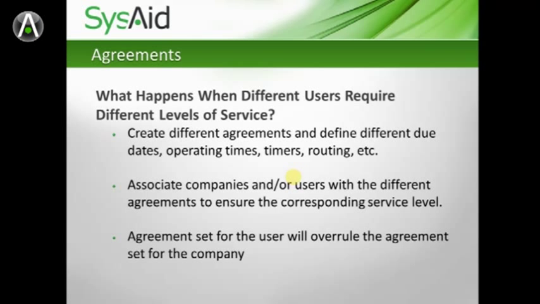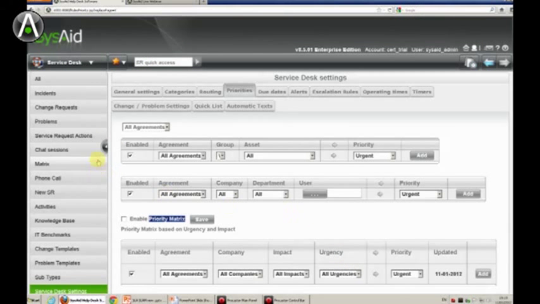So if you want to provide a silver agreement for a company but provide a gold agreement for that company's executives, you'll set the silver agreement on companies and the gold agreement on those executive users, and the agreement set on the user will always overrule the agreement set for the company. Let's take a look at how agreements are set up in SysAid.